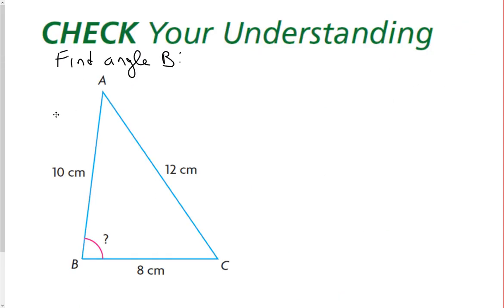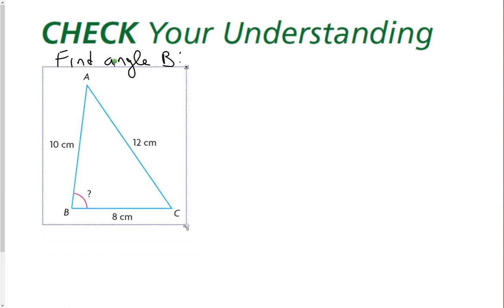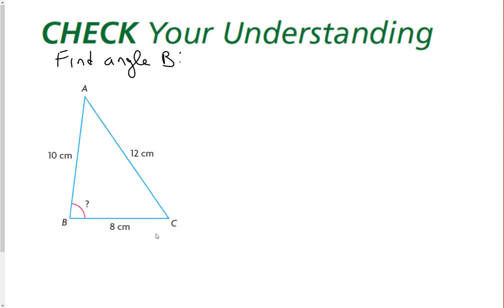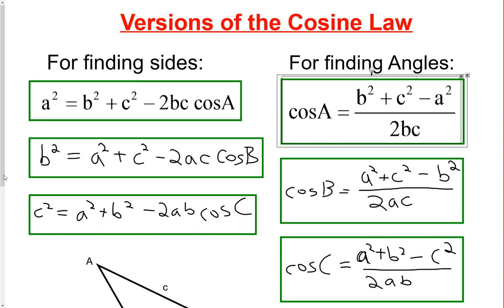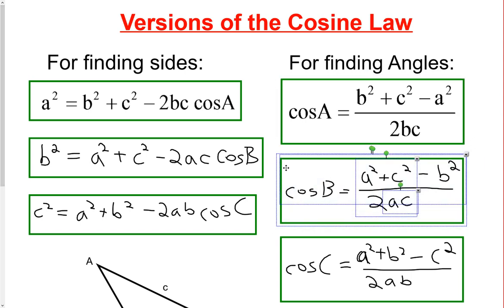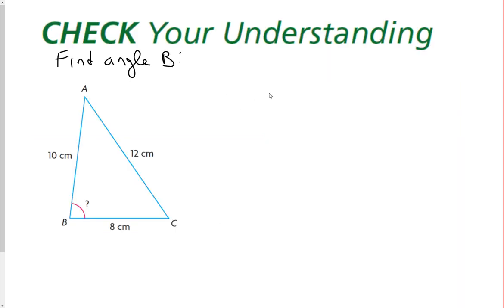We're trying to find angle B. It's a side-side-side situation. We know all three sides. So that means we're going to use our version of the formula to find an angle. Since we're finding angle B, I'm going to grab this one that says cosine of B. It doesn't really matter, but it can help with keeping things clear for us a little bit.